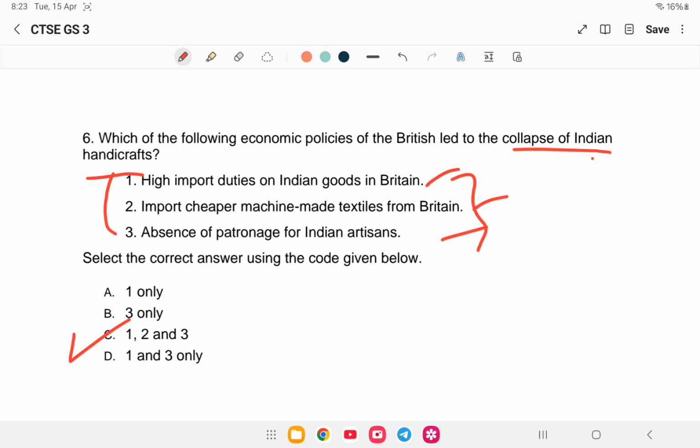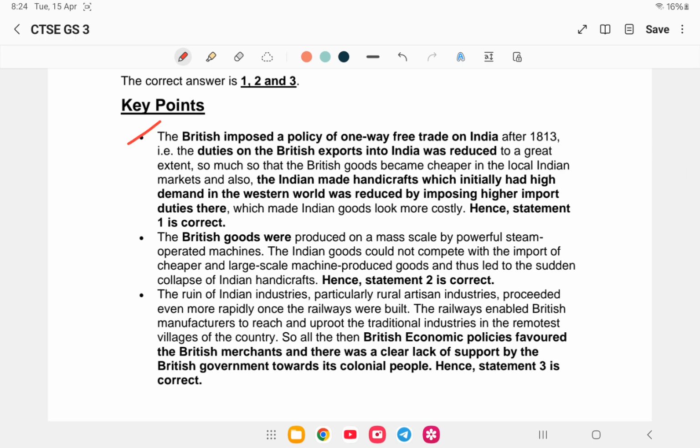Let us study in detail. So the British imposed a policy of one-way free trade in India after 1813. That is, duties on British exports to India were reduced to a great extent, so much that British goods became cheaper in the local Indian market also. Indian handicrafts, which initially had high demand in the Western world, were reduced by imposing high import duties.